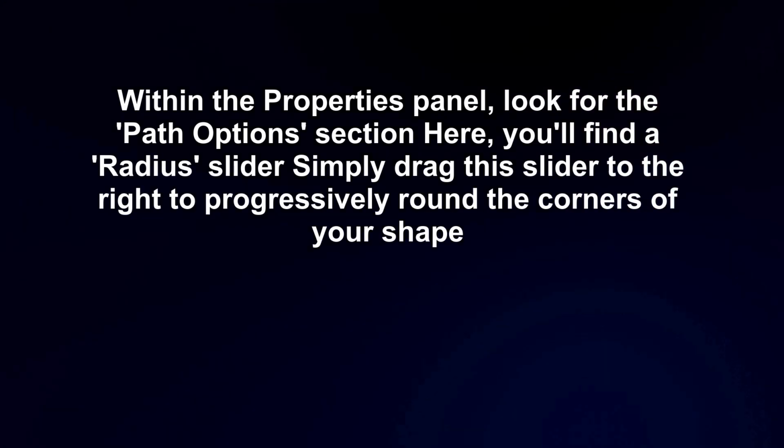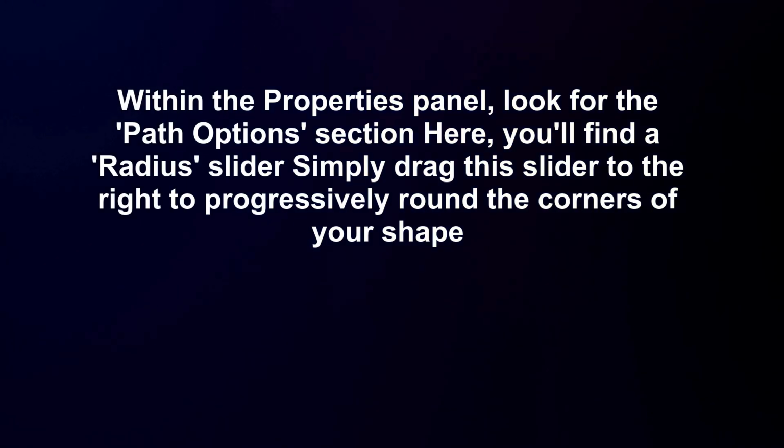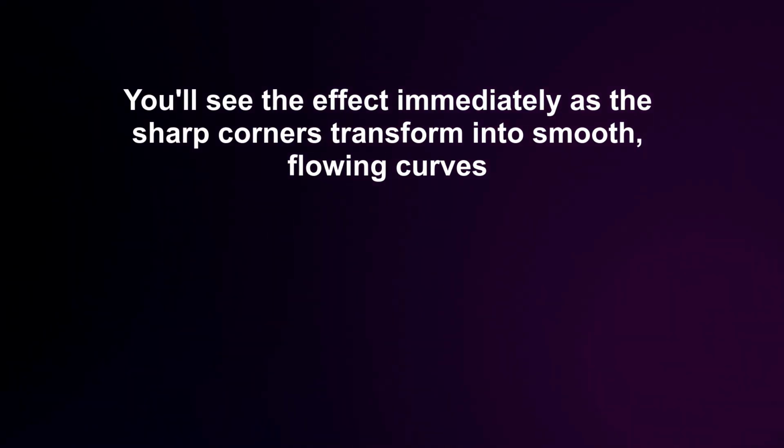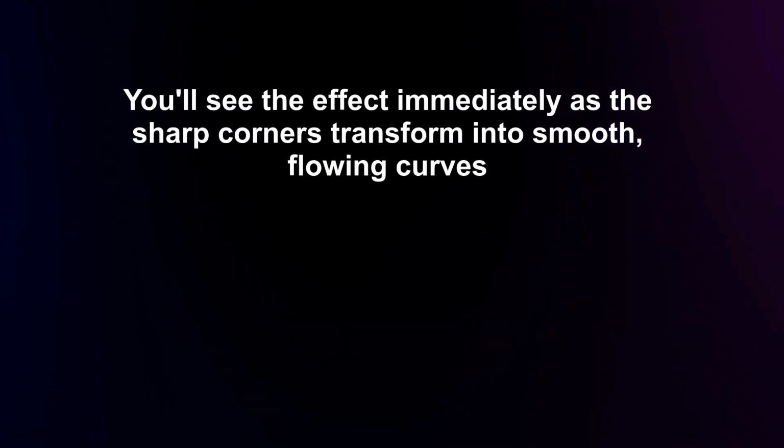You'll find a radius slider. Simply drag this slider to the right to progressively round the corners of your shape. You'll see the effect immediately as the sharp corners transform into smooth, flowing curves.